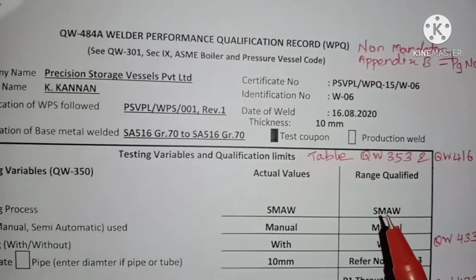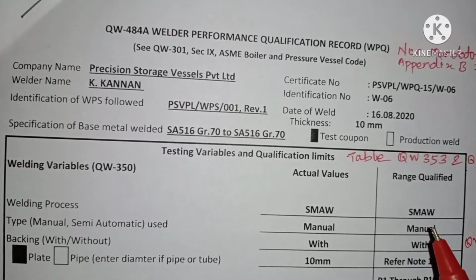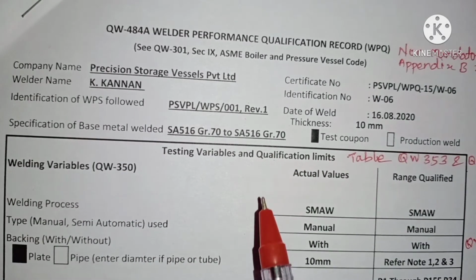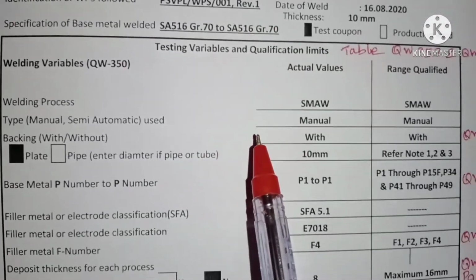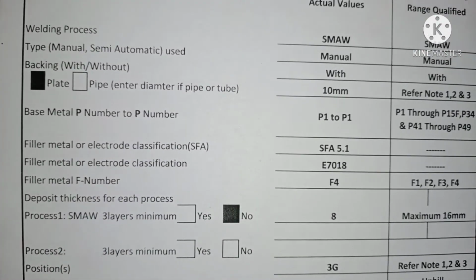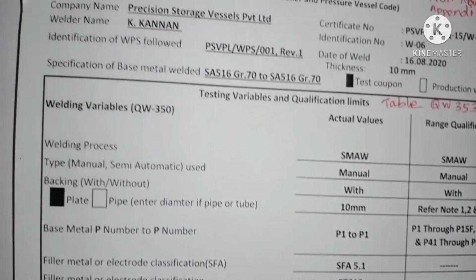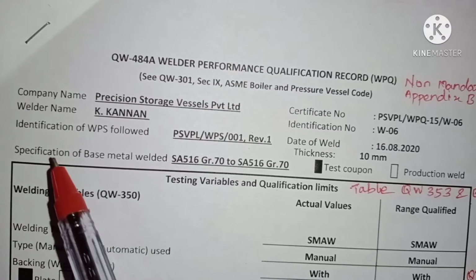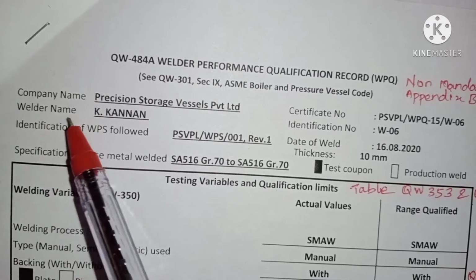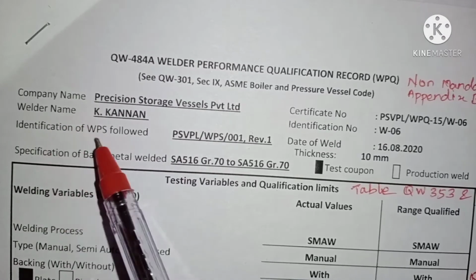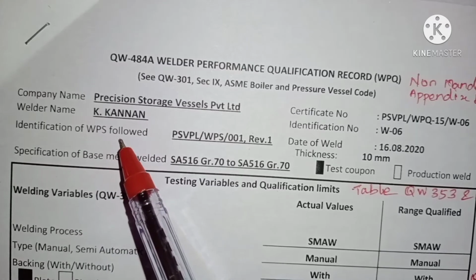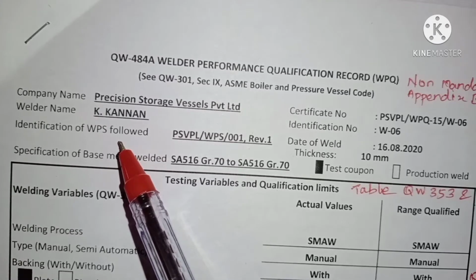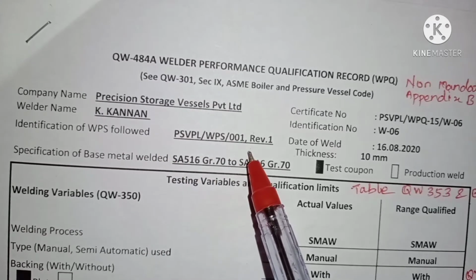Okay, so in this welder performance qualification record, three sections are there. One is general requirement, the second one is the essential variables, and the third one is the test results. Now we can see one by one. In general requirement, the record items are company name, welder name, then identification of WPS followed. This is the WPS number for which WPS we are qualifying the welder. That number shall be mentioned here.